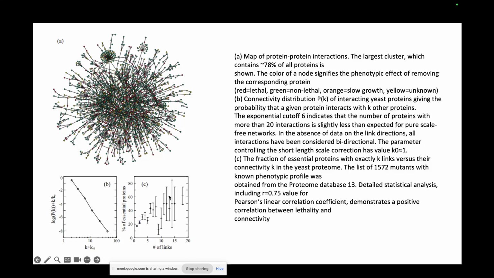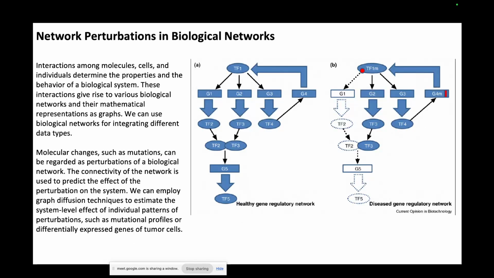So the more essential the protein is, the more connections it will have. This is shown here on a real-life network, so it serves as a good example. Now, we've talked about different types of parameters by which you can measure how lethal removing a particular part of the network can be. And now we'll talk about how these network perturbations actually work in biological networks.